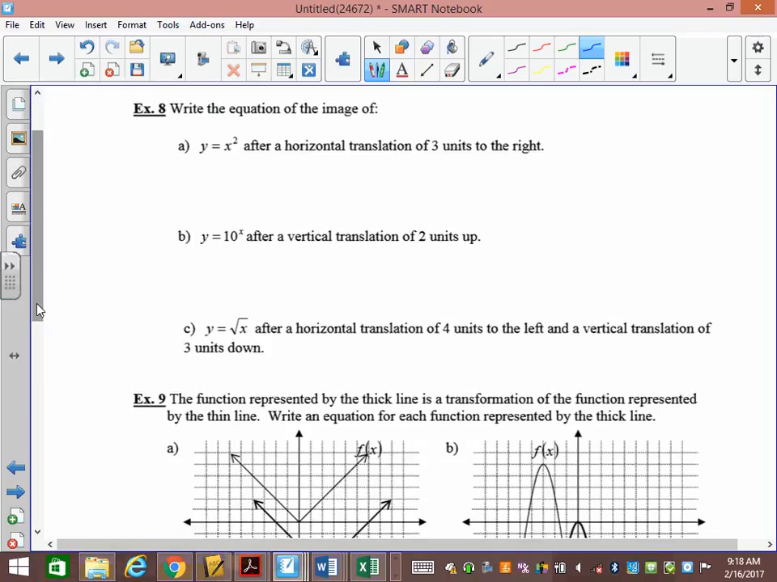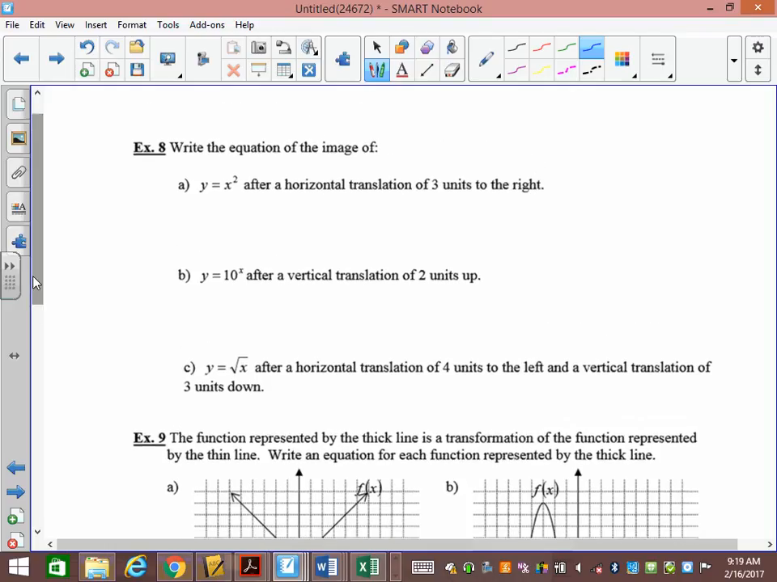So we need to write the equation of the image of y equals x squared after a horizontal translation of 3 units to the right. So we're writing an equation from transformations. So we use replacement notation, right? We use the opposite. So 3 units to the right, we're going to replace x with x minus 3. Because when we do replacement notation, it's always the opposite.